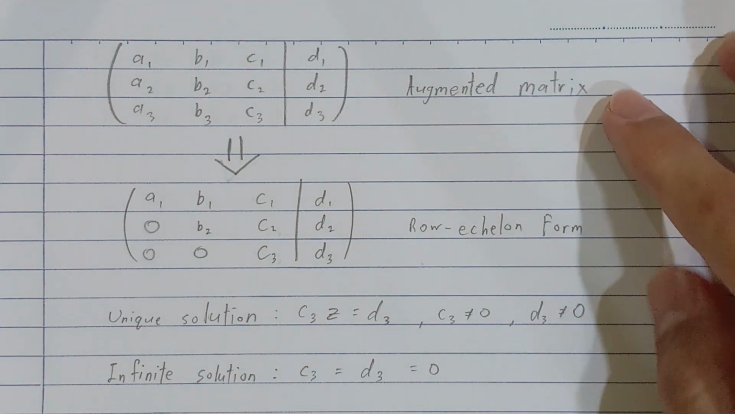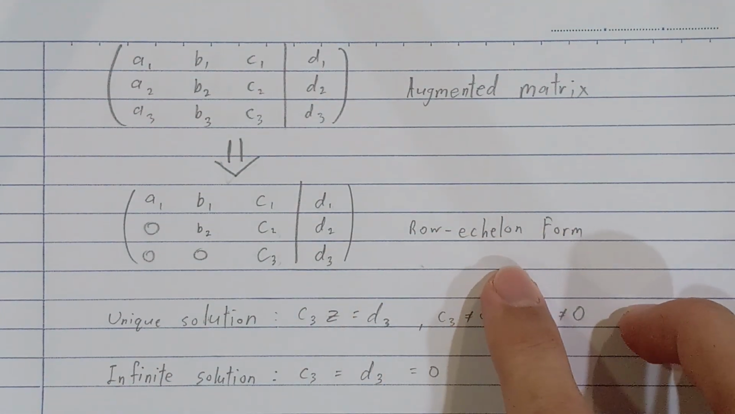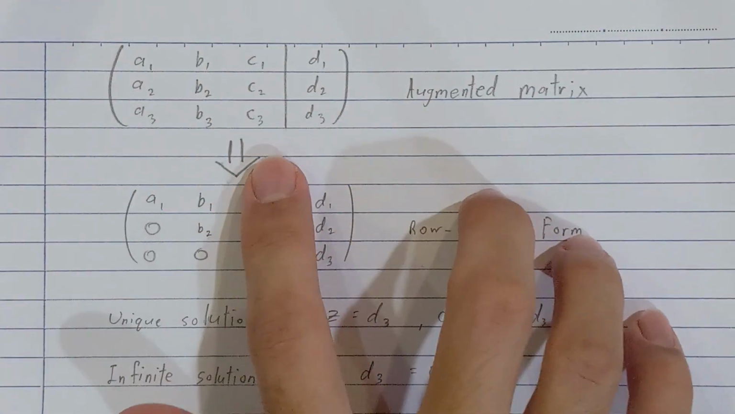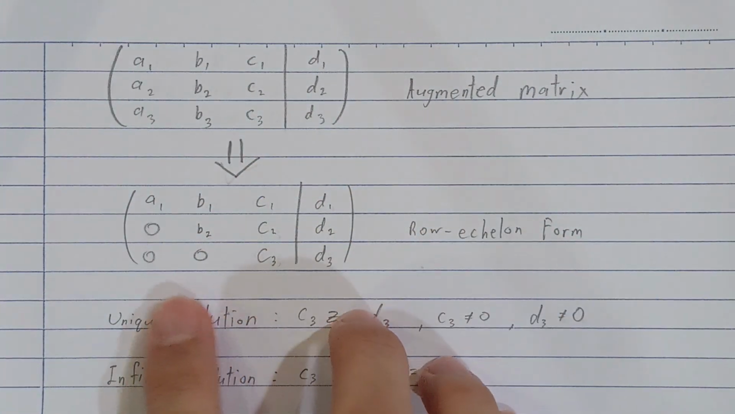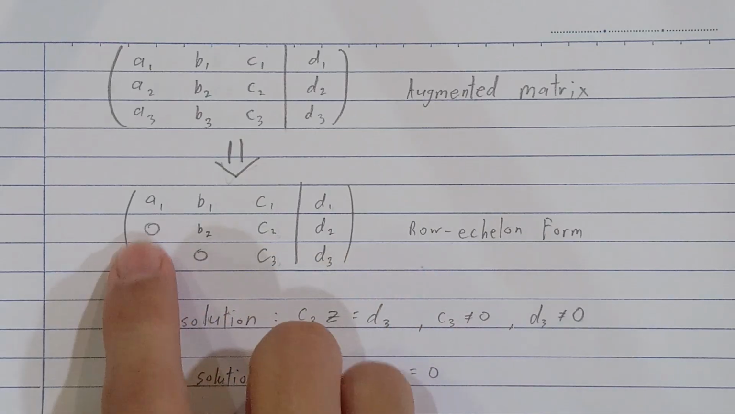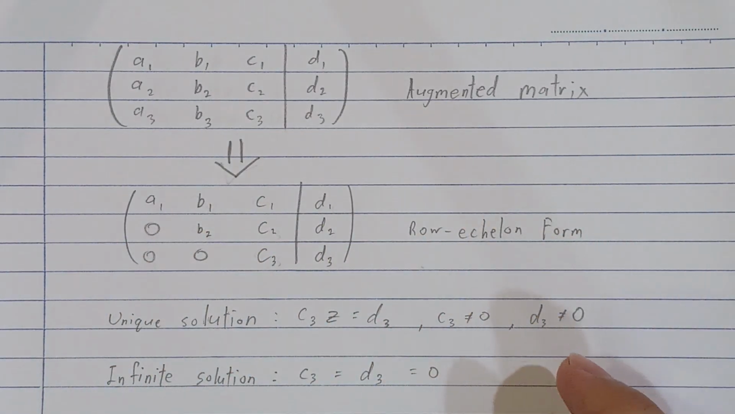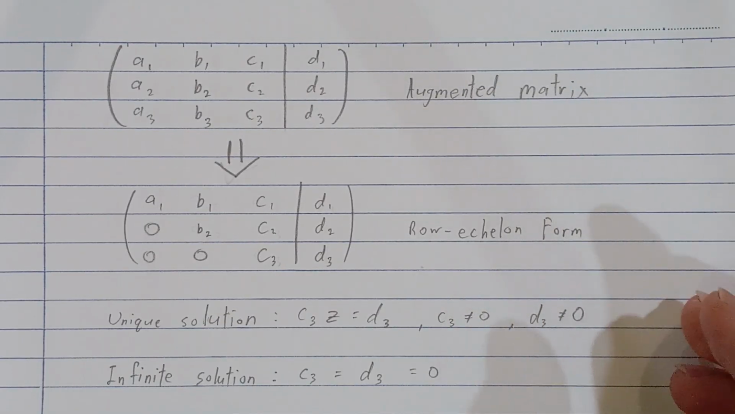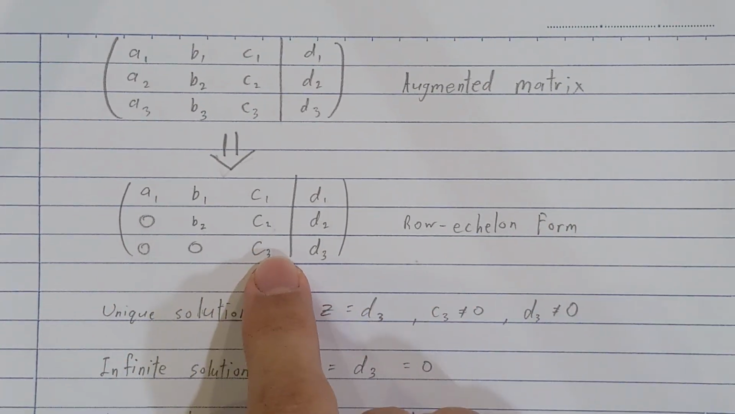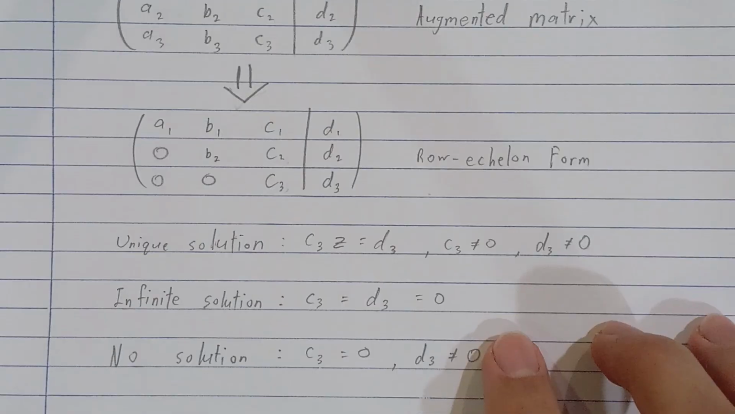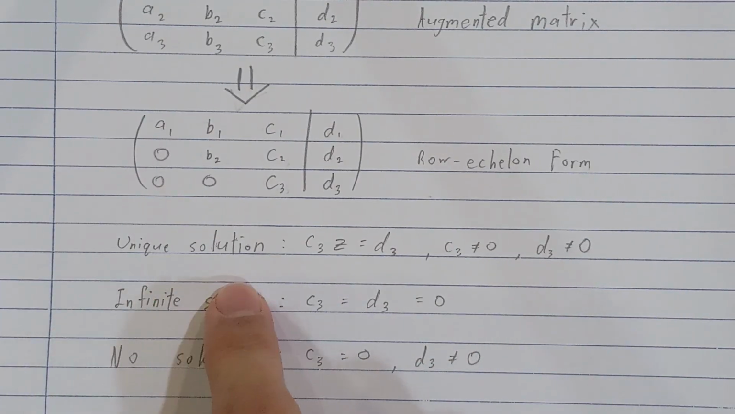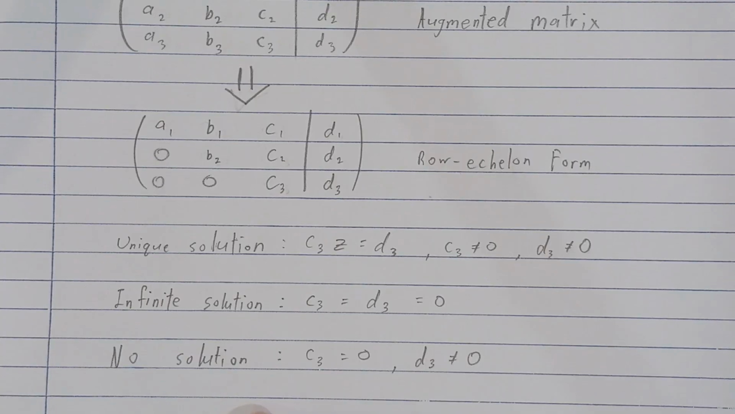Solving matrices using row echelon form. You have your augmented matrix and you transform it into the row echelon form where there are 3 zeros at this bottom corner and the rest can be any number. You will find 3 different types of solutions that you can easily see using this form. That is the unique solution, infinite solution, and no solution.